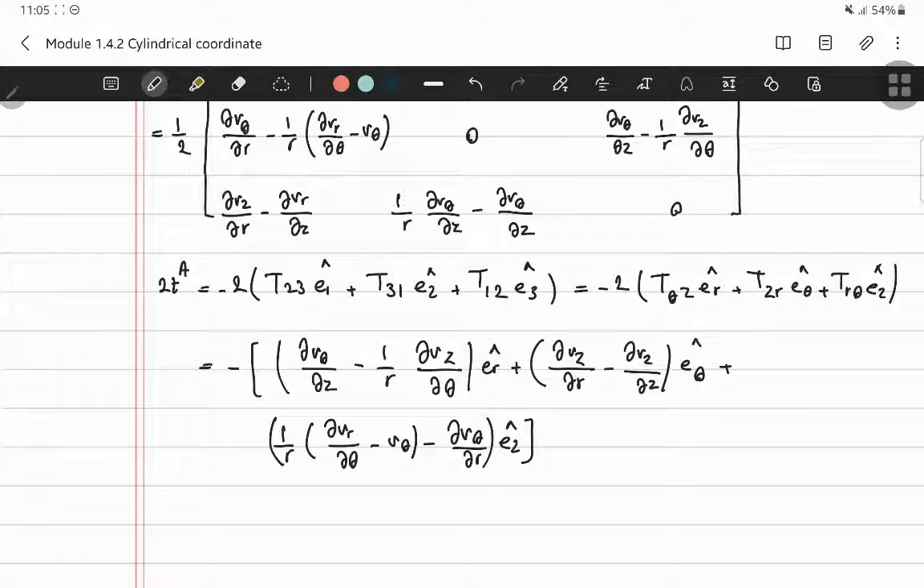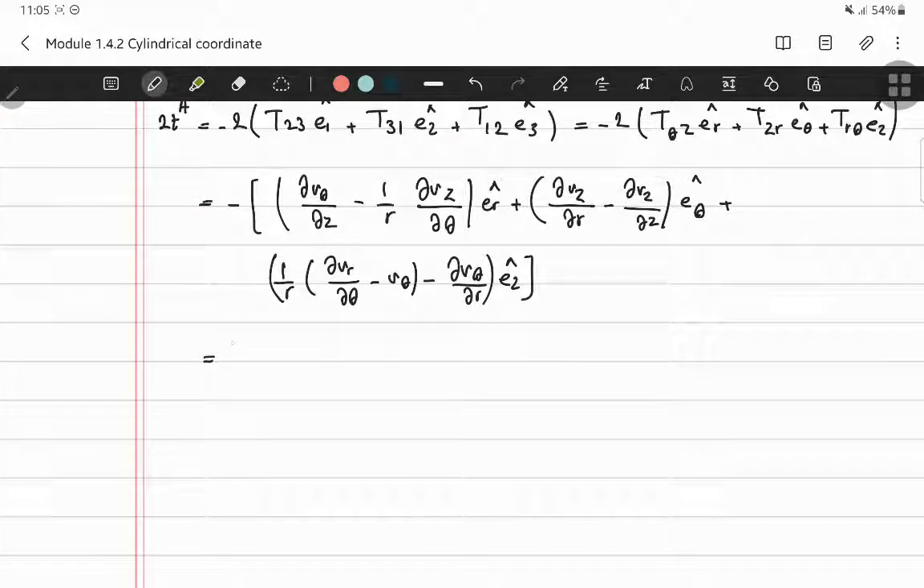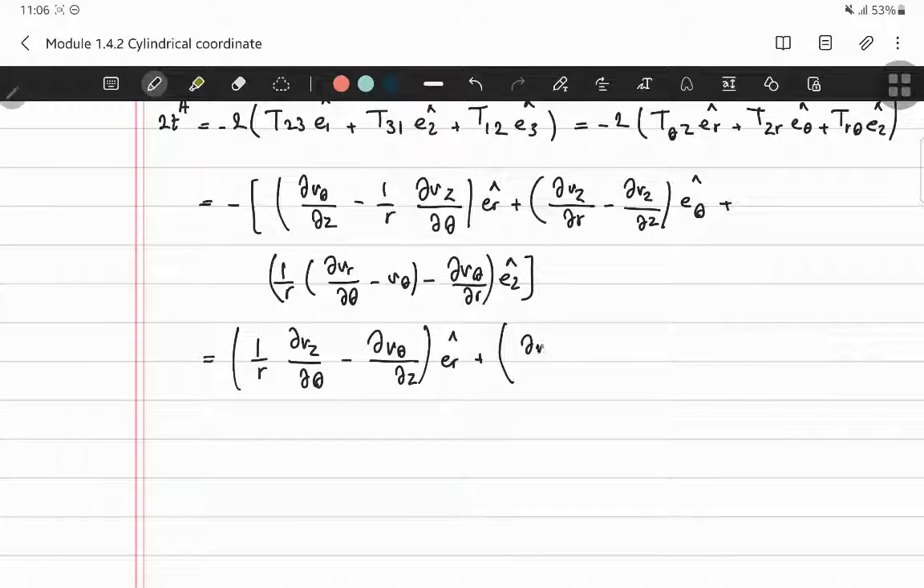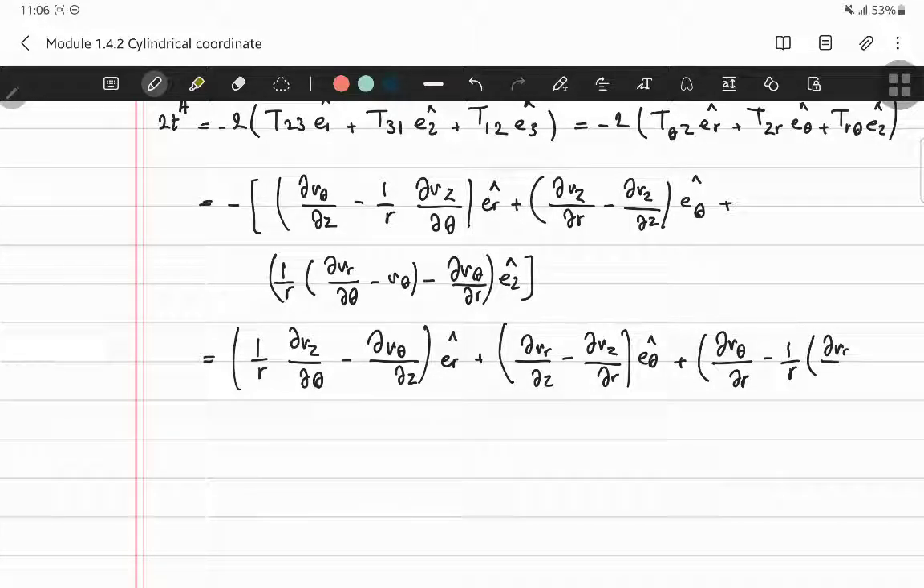Perfect. So if I just rewrite everything, this 1 divided by r partial derivative of v z with respect to theta minus partial derivative of v theta with respect to z e r plus partial derivative of v r with respect to z minus partial derivative of v z with respect to r e theta plus partial derivative of r v theta with respect to r minus 1 divided by r partial derivative of v r with respect to theta e z. Of course. All right.